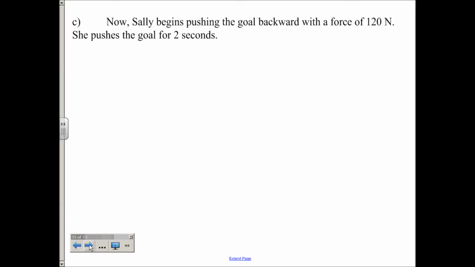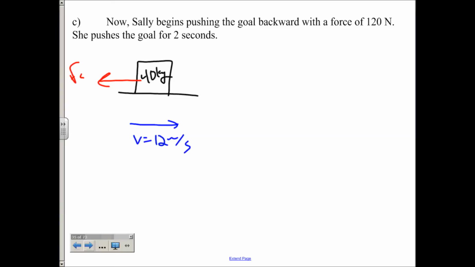All right, in part C, it says Sally begins pushing the goal backwards with a force of 120 newtons. All right, so Roy is gone, but Sally is going to push it backwards. So what's going on now is this. Here's our goal. It's 40 kilograms. At the end of the previous part, the velocity was 12 meters a second. Sally's going to push it. Here's our force of Sally, negative 120 newtons. She's going to push it for 2 seconds.